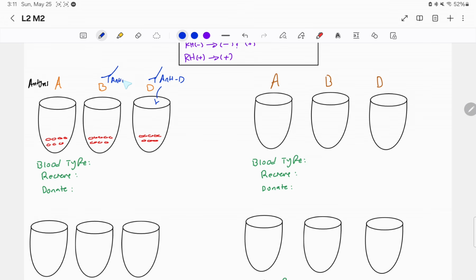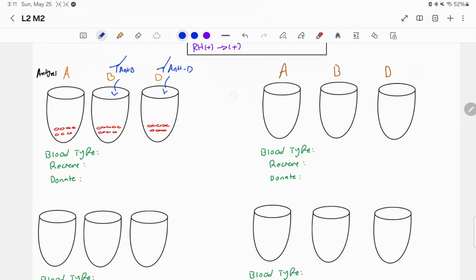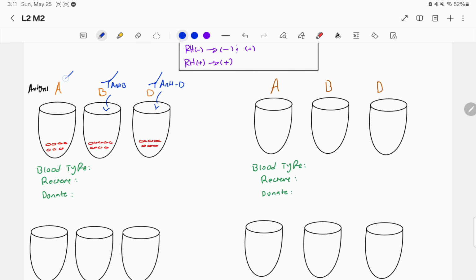I'm going to add another antibody. This one is specific, anti-B, into this vial to test for the B antigen. And let's see if anything happens. Okay, nothing happened. Now, I'm going to add another antibody, but this one is called anti-A.